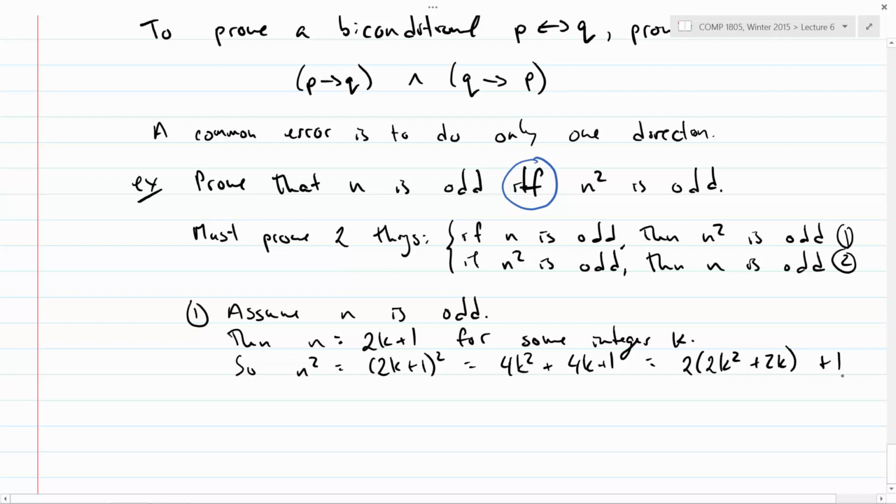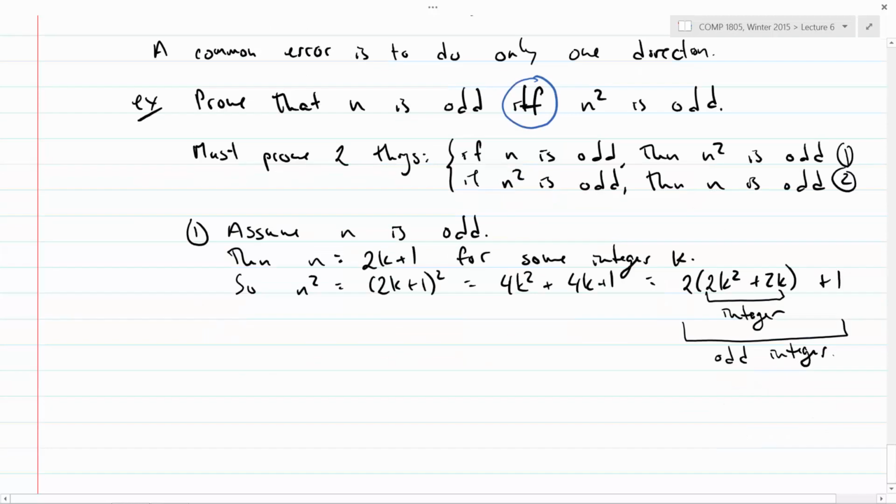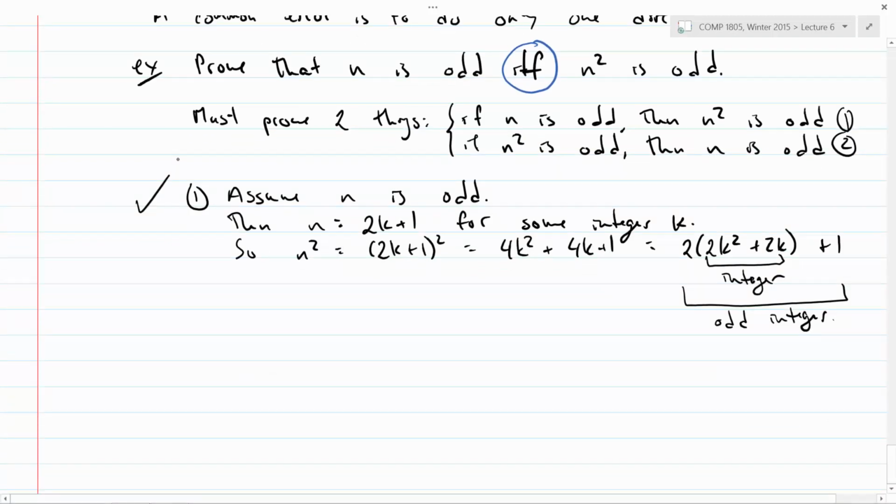And I did that really quickly because we already did this. We did it as a single proof. Now we're doing it as part of a proof of a biconditional. All right, so this thing here is an integer. So this thing here is an odd integer. So that's the first step of the proof. That works. That's the first direction. Now we need to do the second direction. It turns out that this direction is easier if you do an indirect proof.